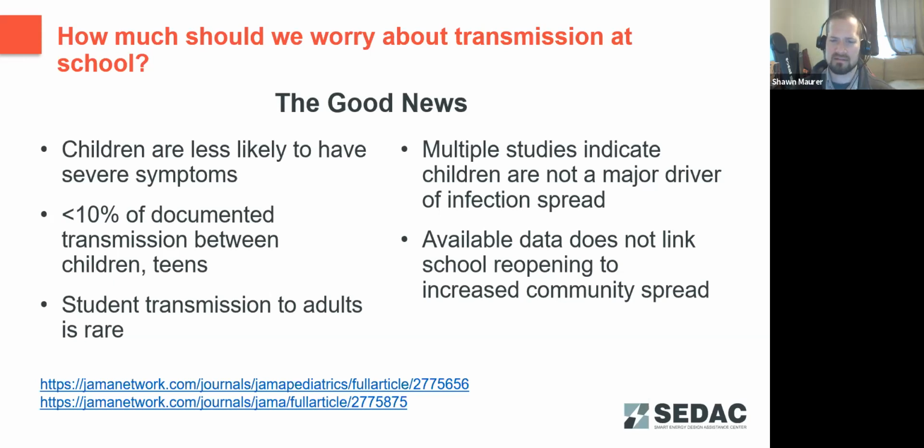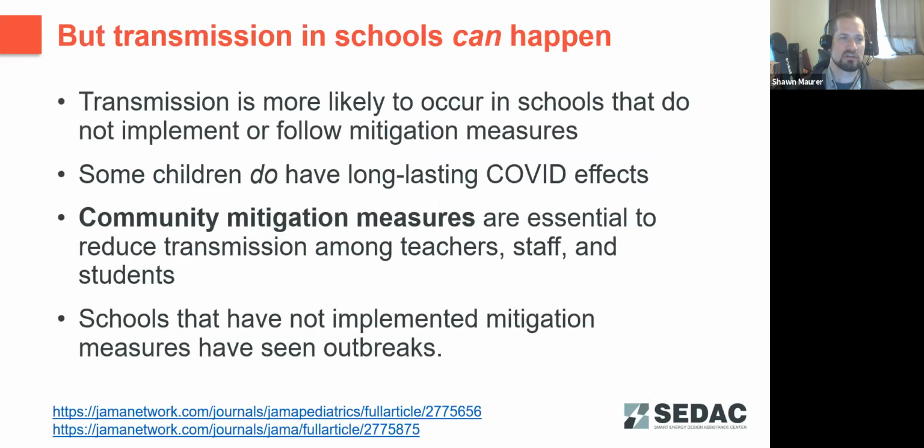But available data does show that opening schools and allowing students to return is not linked to increases in community spread. It's more likely to be the other way around. Higher rates of transmission into the community are going to result in higher rates of transmission in the school. But reopening the school has not been shown yet, in cases where schools are following mitigation measures, to increase transmission within the community.